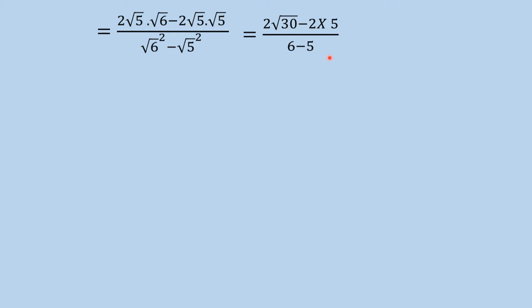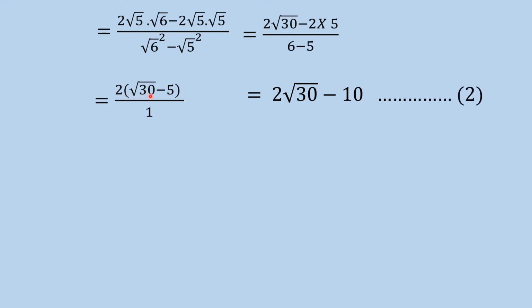Solving it, we get 2 root 5 into root 6 is root 30 and 2 into root 5 is 5. And in the denominator we get root 6 whole square, that is 6, and root 5 whole square, that is 5. 6 minus 5. Then on further solving we take 2 as common in the numerator and in the bracket we get root 30 minus 5. In the denominator we get 1. Then the final answer is 2 root 30 minus 10. We can call it solution number 2 or equation number 2.